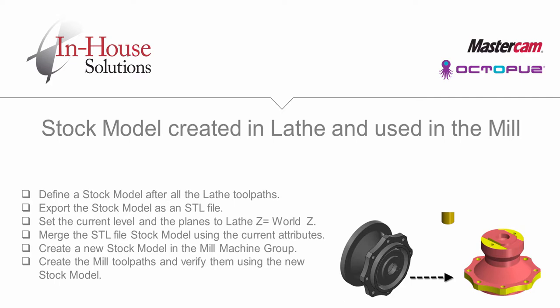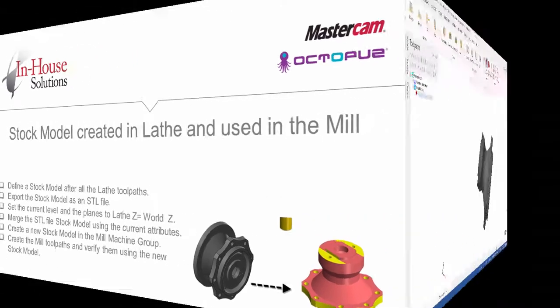You need to define a stock model after all the lathe toolpaths. Export the stock model as an STL file. Then set the current level and set the plane. Merge the STL file stock model using the current attributes. Create a new stock model in the mill machine group. And create the mill toolpaths and verify them using the new stock model. Let's see these steps in Mastercam.